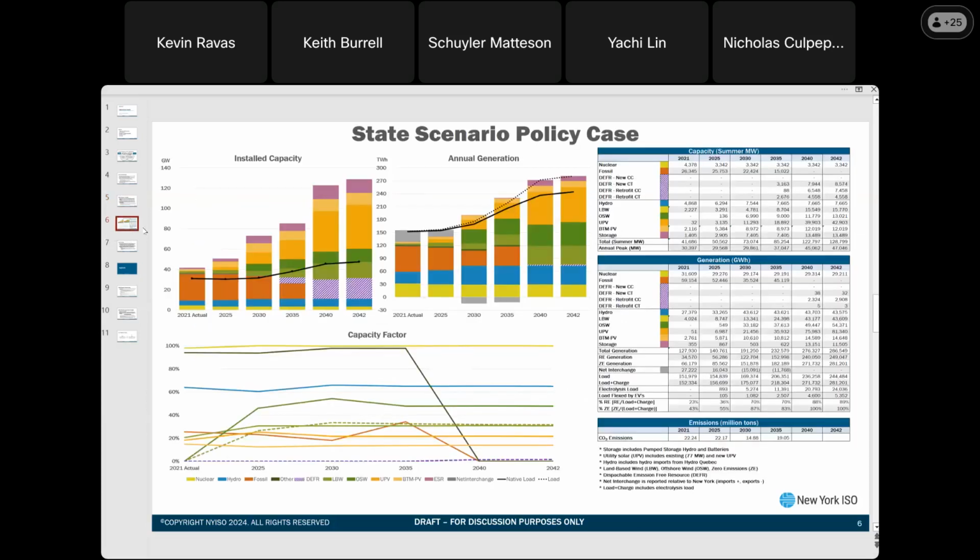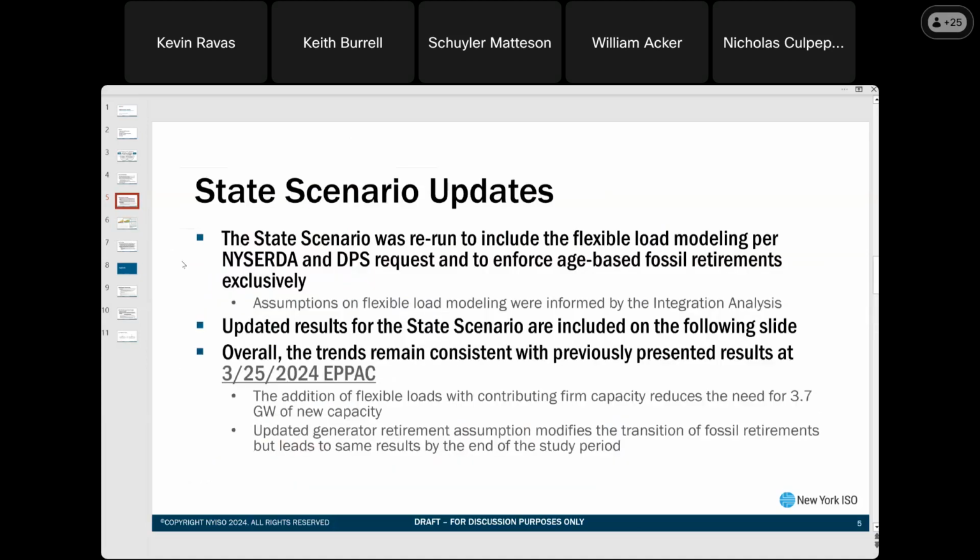We have a question. I think Bill has his hand up. Okay, thank you. Yep. Thanks, Skylar. Yeah, Kevin, thanks for taking us through this. You mentioned that the flexible loads modeling was informed by the integration analysis. Can you give us a little more texture on how the flexible loads are incorporated into the model? My understanding is this is daily, so I wanted to see how an EV load is shifted in the model.